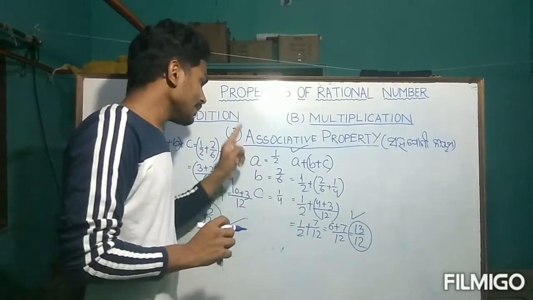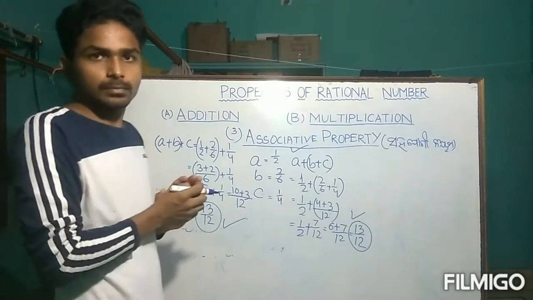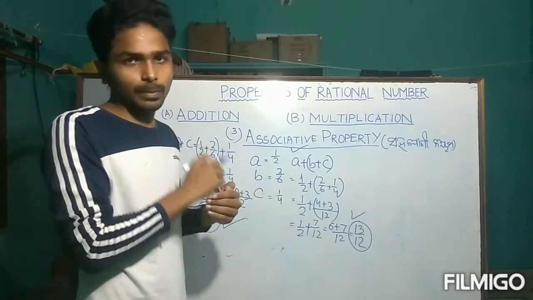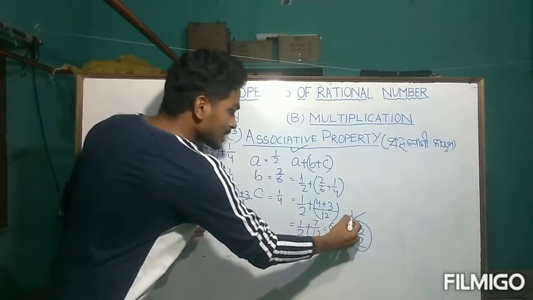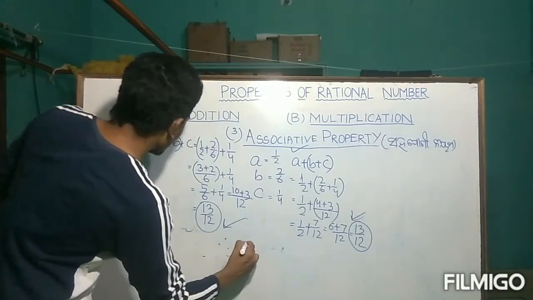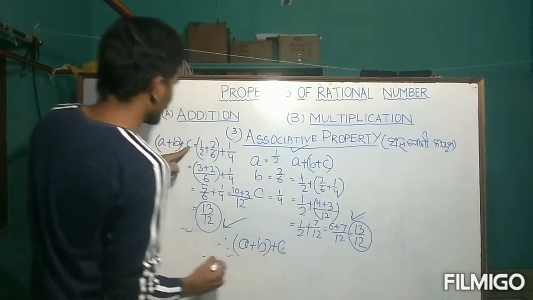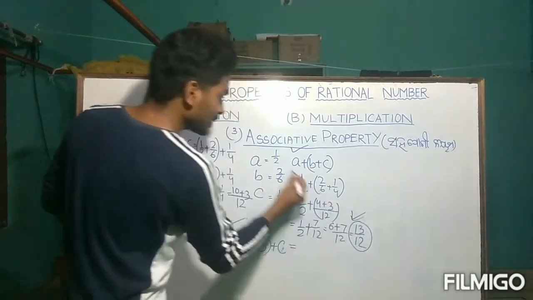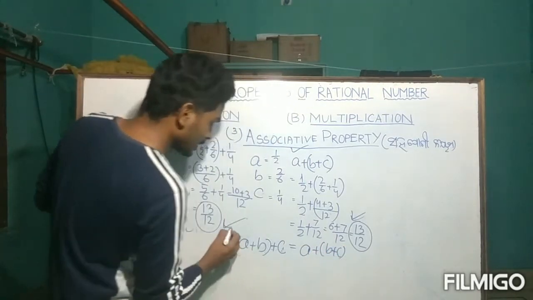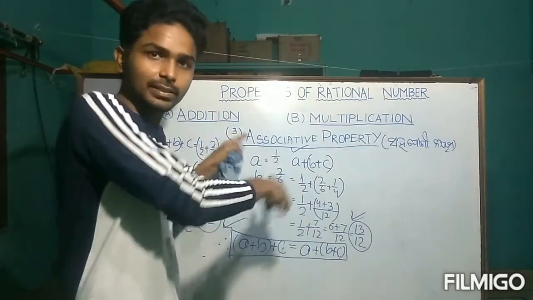Okay, so what we get: if a, b, c are three rational numbers, then if we add them only by changing the place of bracket, they will give the same result. So we can write a plus b, plus c, is equal to how much? This. That means this: a plus b plus c. So this is the associative property of rational numbers in accordance with addition.